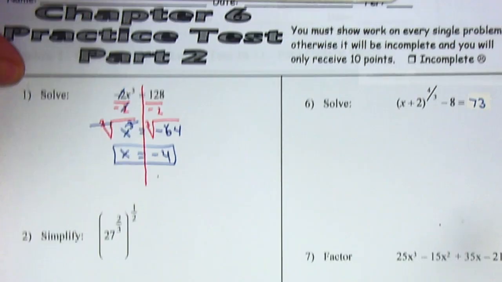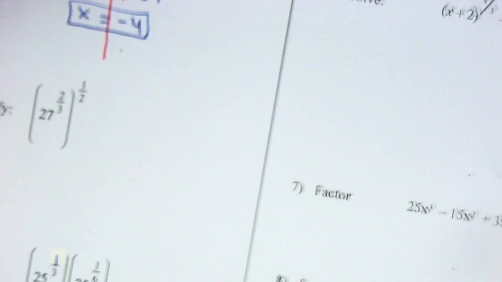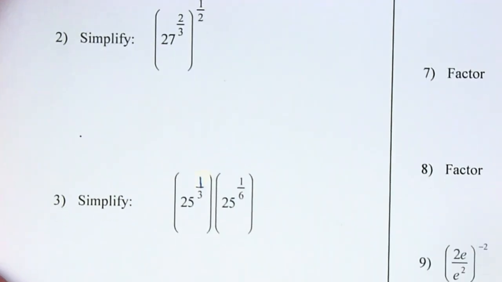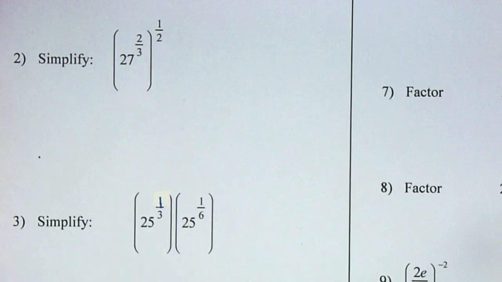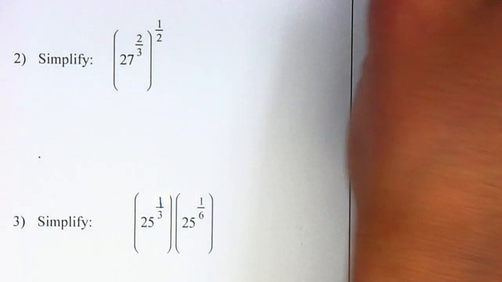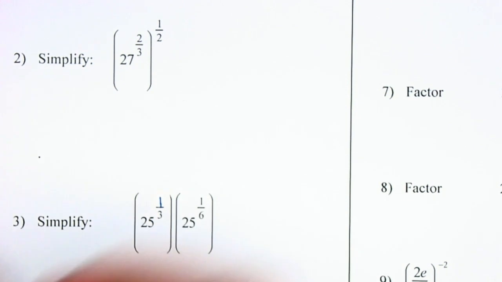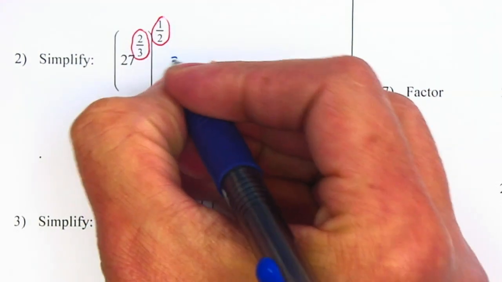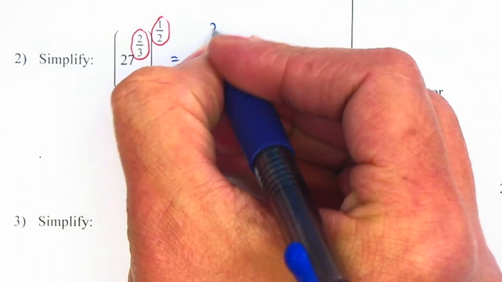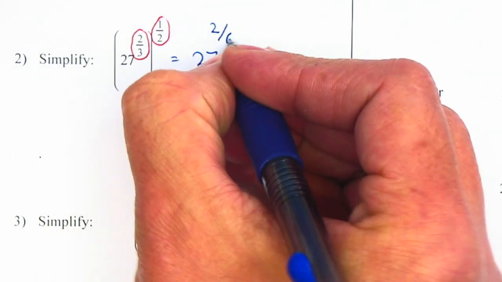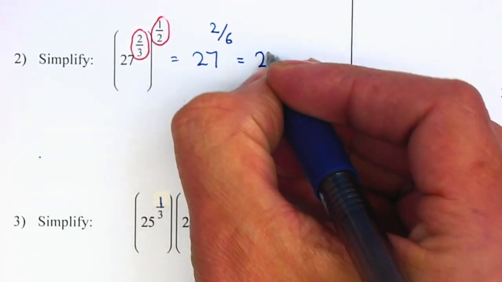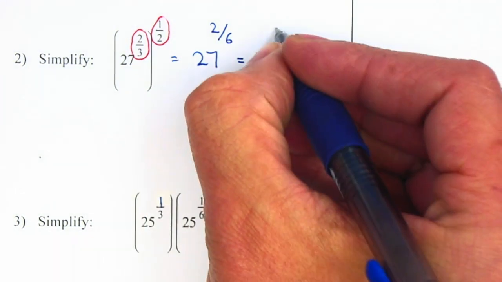For problem number 2, on problems number 2, 3, and 4, we are dealing with fractional exponents, or rational exponents, exponents that are fractions. When the exponent is outside the parentheses, we want to multiply the exponents. The base will remain the same, so we have 27. 2 times 1 will be 2. 2 times 3 will be 6. We want to reduce our fraction, so that gives me 27. Divide the top and the bottom by 2, so it gives you 1/3.